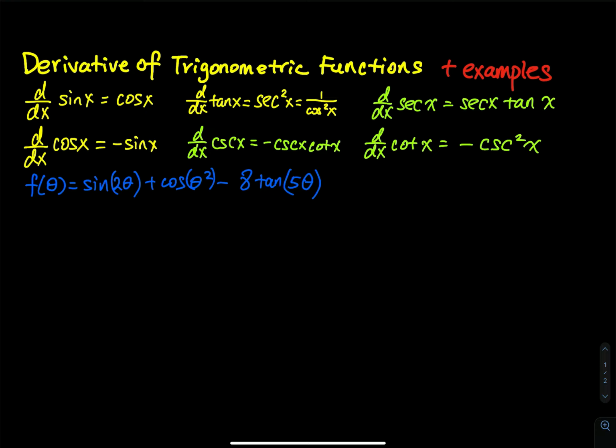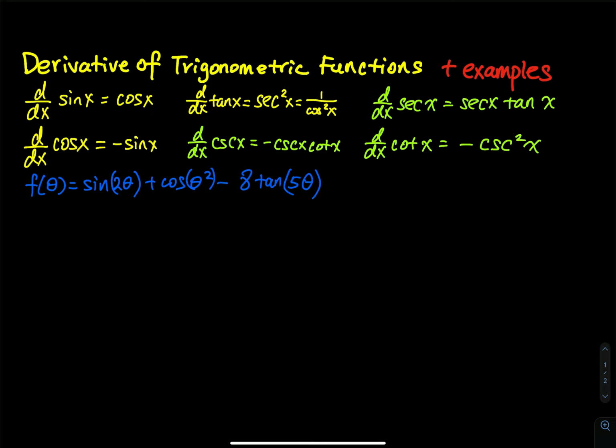Derivative of trigonometric functions. So we have the derivative of sine, cosine, tangent, cosecant, secant, and cotangent. The derivative of sine is cosine. The derivative of cosine is negative sine. The derivative of tangent is secant squared. Some textbooks use 1 divided by cosine squared. For cosecant, you have negative cosecant cotangent. The derivative of secant is secant times tangent, and the derivative of cotangent is negative cosecant squared x.